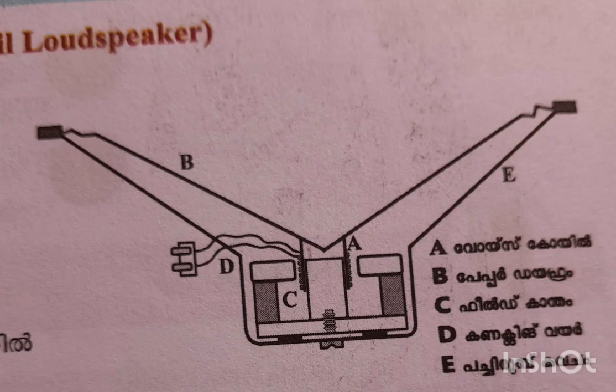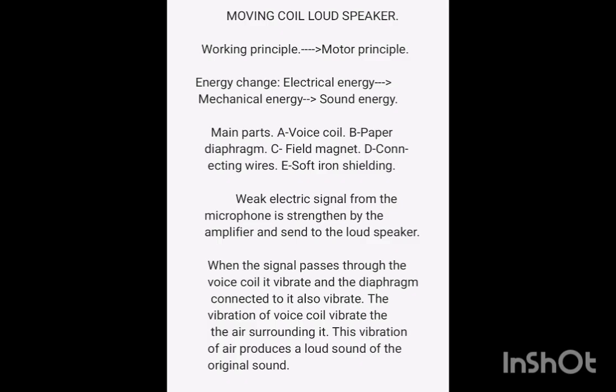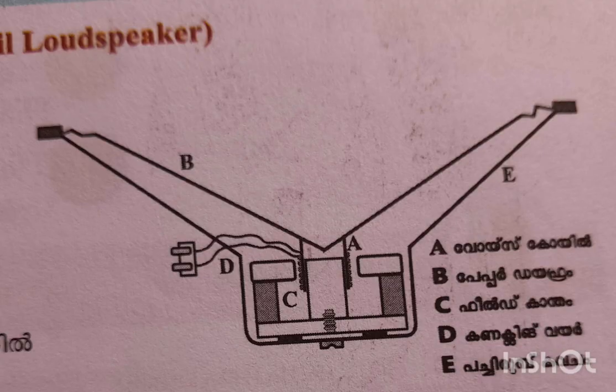The figure given here is a moving coil loudspeaker. Which are the main parts of a moving coil loudspeaker? The labeled parts are A. Voice coil, B. Paper cone, C. Field magnet, D. Connecting wires, E. Soft iron core.